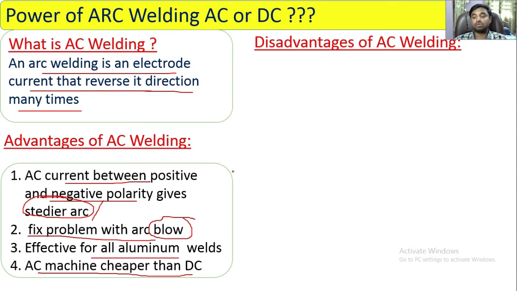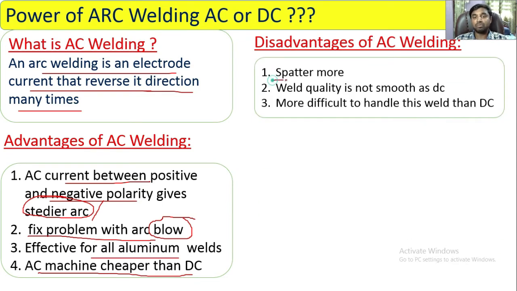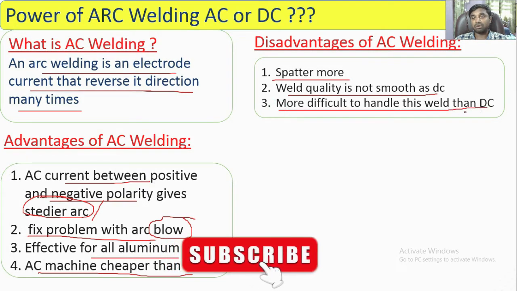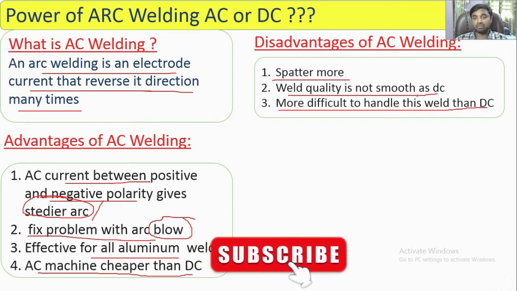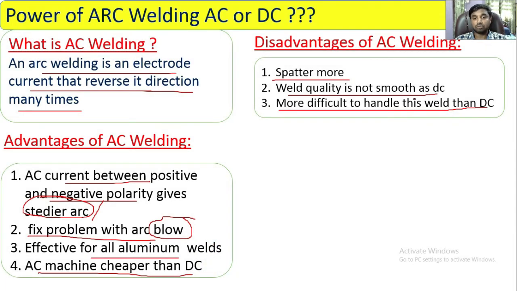And what are the disadvantages? Spatter is more; you can get so much spatter. Welding quality is not as smooth as DC, and it is more difficult to handle the weld than DC. That's why aluminium welding is very difficult. A more qualified welder is needed.